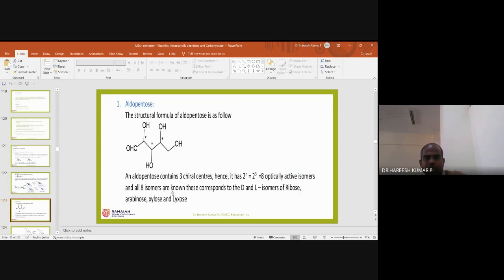And all these isomers correspond to the D and L isomers of ribose, arabinose, xylose, lyxose. So when you are moving from aldotriose to aldotetrose, there are only two things, one is erythrose, another one is threose. But when you are moving from aldotetrose to aldopentose, there will be ribose, arabinose, xylose, and lyxose. So now let's go to the next slide.